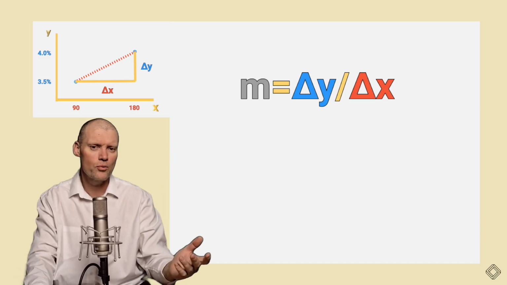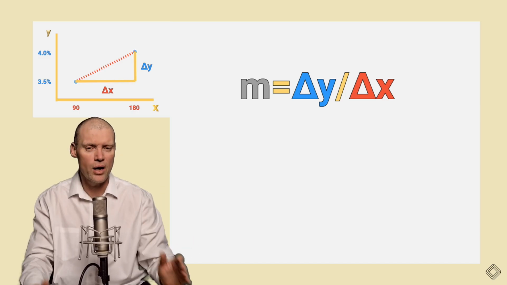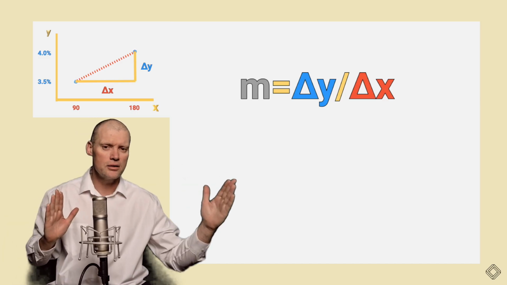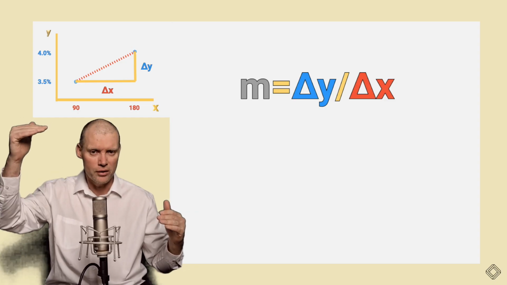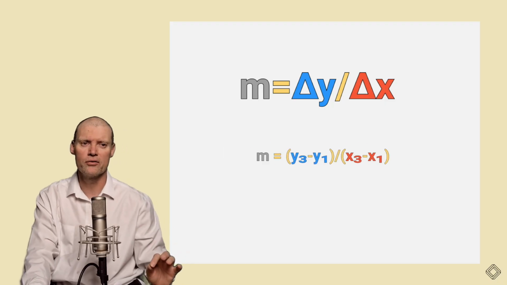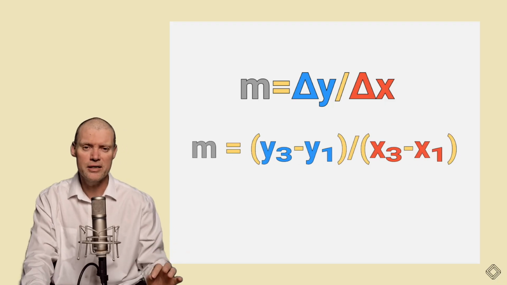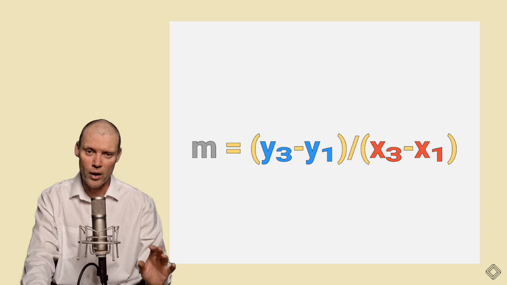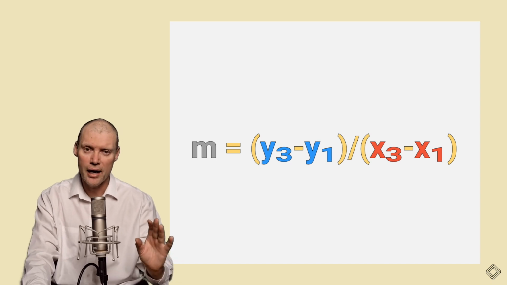What is the point of that? Because of the rise over the run: as X changes, how will Y respond? That's what we want to solve here. So delta Y over delta X, in our scenario, we're going to use the known data points to solve this. That will be m is equal to Y3 minus Y1 divided by X3 minus X1.